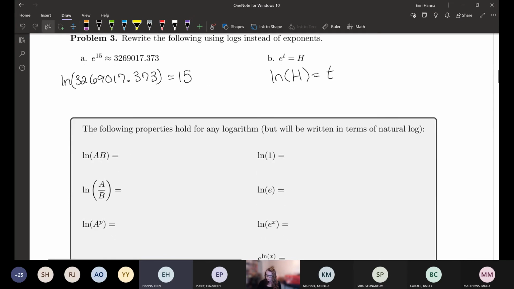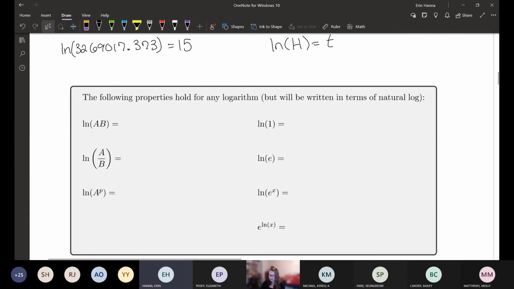All right. What we have now are some properties of logarithms. These hold for absolutely any logarithm if you know how to work with other logarithms, but we're just going to use them in terms of natural log. So if you have the natural log of some a times b, notice that the multiplication is inside of the natural log. This does not say natural log of a times natural log of b. It just says natural log of a times b. It's a very important difference.